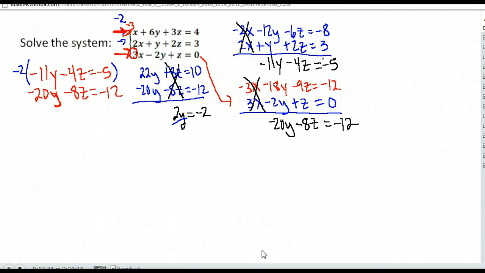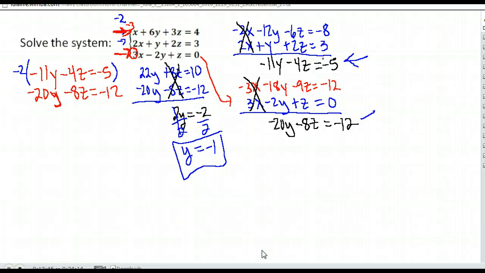All I have to do now is divide both sides by 2, and I get that y is negative 1. We have solved for one variable. Let's go back to one of those. You can use either this equation or this equation, either one that has just the two variables in it. And we'll substitute our known value. I'm going to use this bottom one down here because it's easier to access without rewriting things.